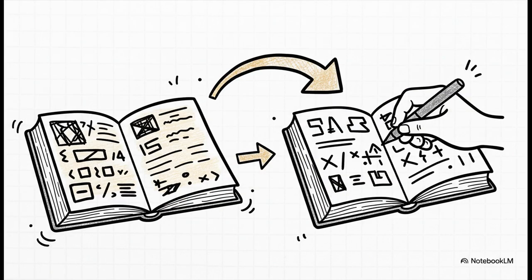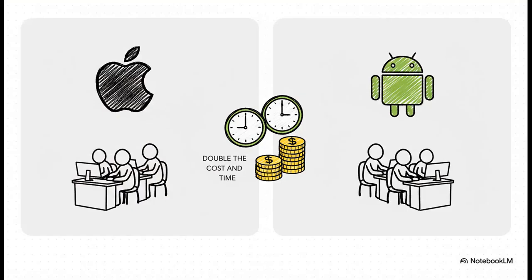To really get the scale of this, think of it this way. Building for both platforms is like writing a fantastic book and then having to meticulously translate the whole thing word for word into a completely different language. You're basically doing all the hard work twice. Think about what that really means.